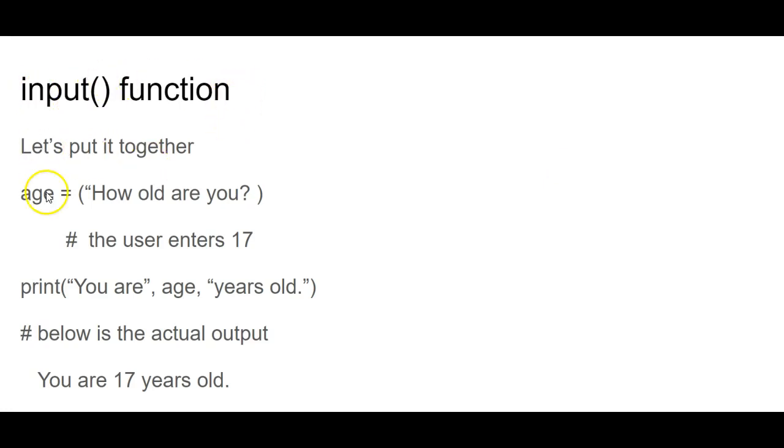So let's put this together. Age gets, so age gets how old are you? How old are you? Let's assume now, this is a comment, the user enters 17. Print, you are 17 years old. So the output would be, you are 17 years old, period.